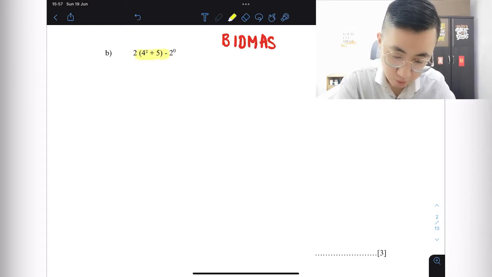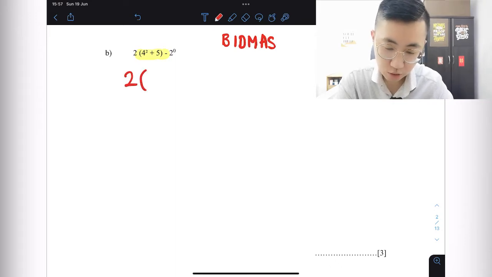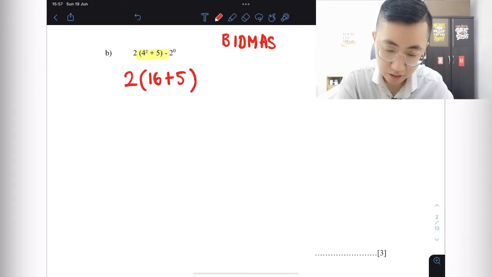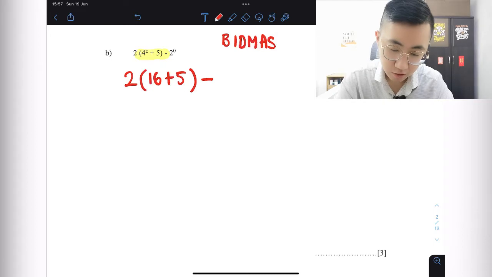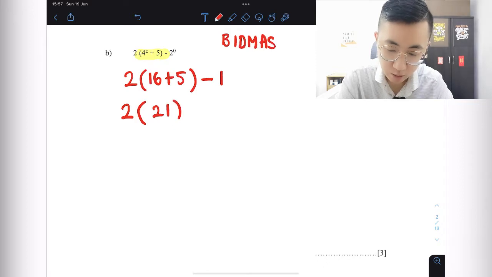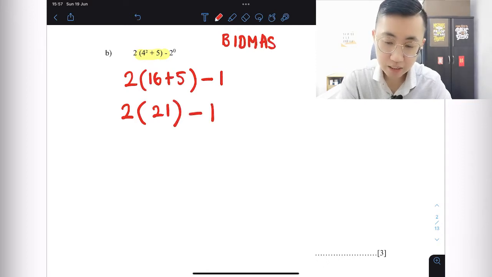Alright, so 2, copy back. Now I am going to solve whatever is inside the bracket. Teacher can see 4 square is 16 plus 5, just copy back. Minus, okay, now we need to do 2 power of 0. Anything power of 0 is actually 1. So just write 1. Continue to solve whatever is in the bracket. So 16 plus 5 is 21. Close it, minus 1.